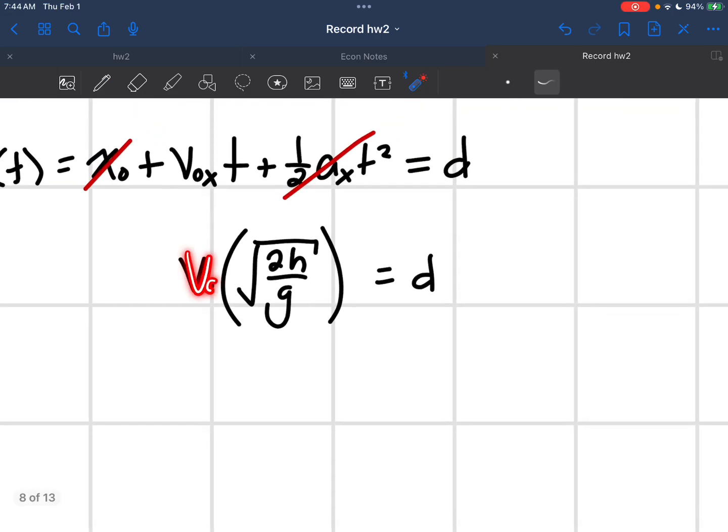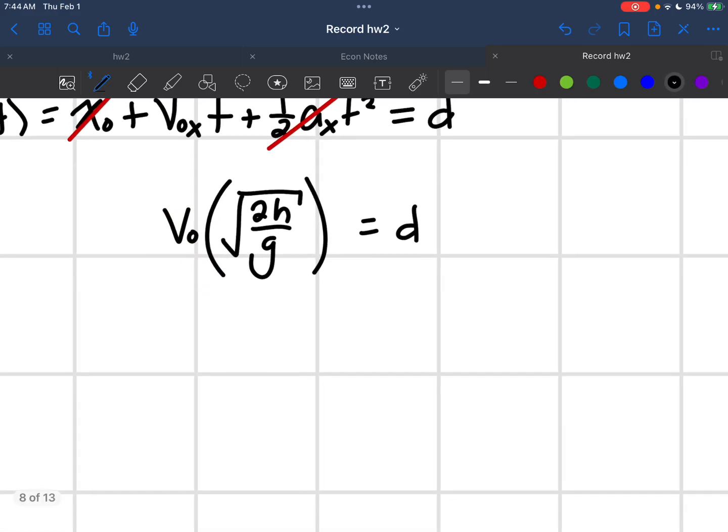Now all I'm doing, I'm solving for v naught because that's what the question was asking me for. So flipping things around, I can divide my fraction to the other side, which will just flip it. So v naught will be d times the square root of g over 2h.